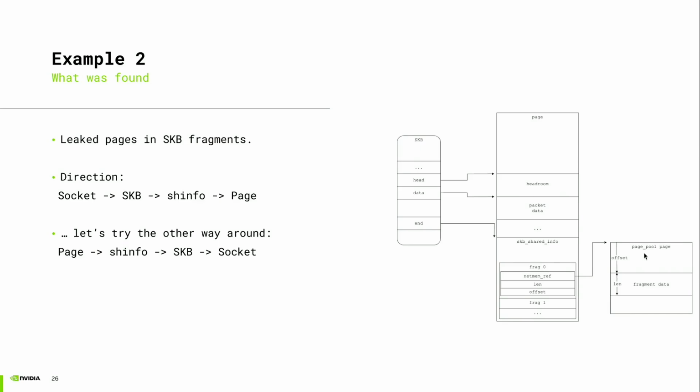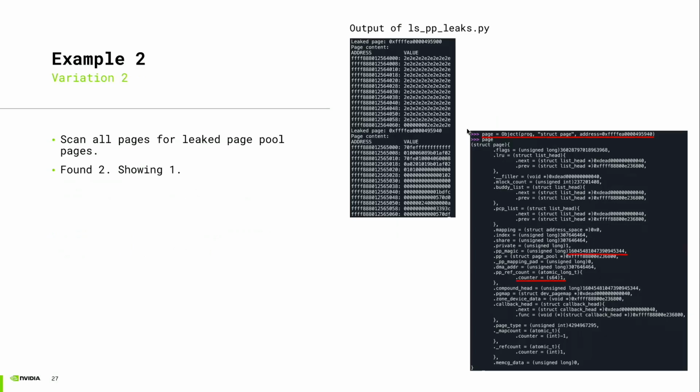But let's try to do it the other way around, where we find the leaking page here, and then we try to find the linear part of the SKB, and then we go to the SKB. So we print the pages. We go through memory, search for the pages. We have 2 hits. We look at this second leaked page here. We print it out just to get some information. Again, pp-ref count 1. Okay, I know that the driver released its side of the page.